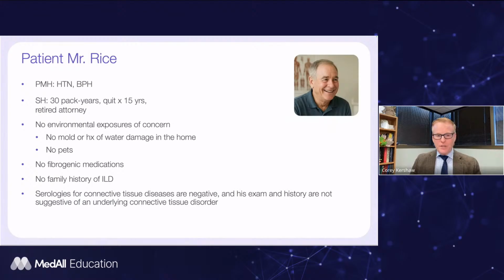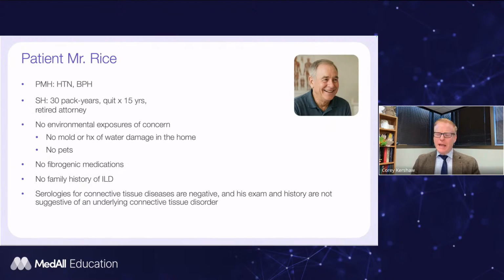He has high blood pressure, as I mentioned. He has prostate disease. He's a former smoker, 30-pack years, quitting 15 years ago. He worked as an attorney. He's now retired. During the history, he reports no environmental exposure of concern. Specifically, he has no concerning pets, such as birds with feathers, birds in cages in the home, no mold or history of water damage in his home that he's aware of.